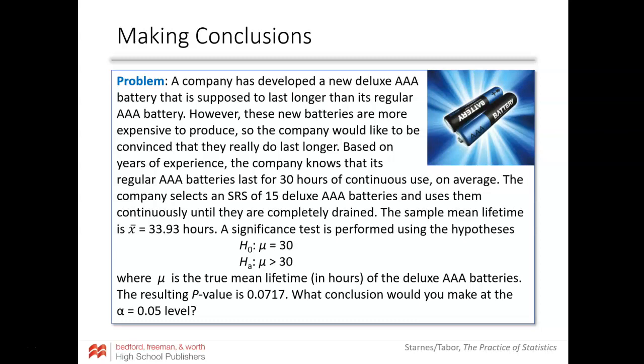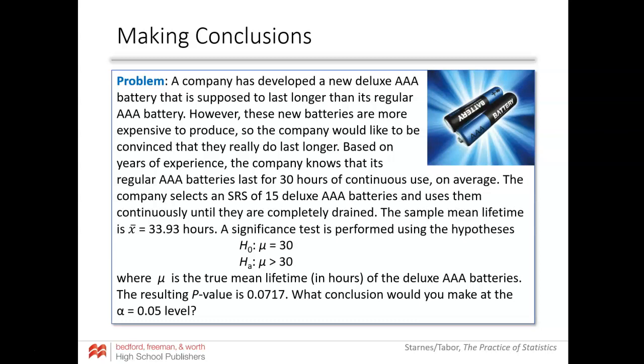Batteries. All right, a company has developed new AAA batteries that are supposed to last longer than the regular AAA batteries. However, these new batteries are more expensive to produce, so the company would like to be convinced that they really do last longer. Based on years of experience, the company knows that its regular AAA batteries last for 30 hours of continuous use on average. The company selects a simple random sample of 15 deluxe AAA batteries and uses them continuously until they are completely drained. The sample mean lifetime is x-bar = 33.93 hours.